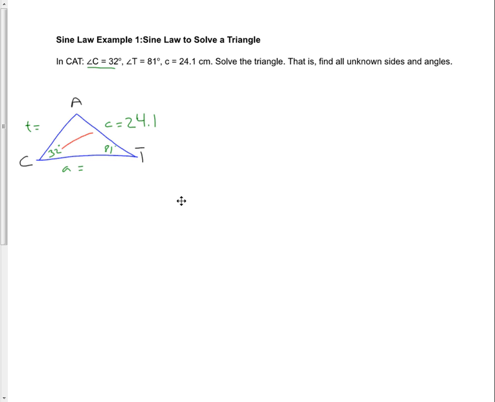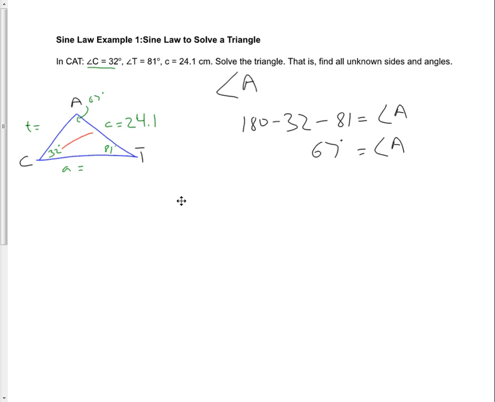We also know two of the three angles of this triangle. We know angle C and we know angle T. We don't know angle A. So the first thing we should do is actually solve for angle A. We know we've got two of the three angles inside, and we know that 180 degrees minus the two known angles, so minus the 32 degrees minus the 81 degrees, is going to give us angle A. So 180 minus 32 minus 81 is going to equal 67 degrees. So angle A here is actually 67 degrees.